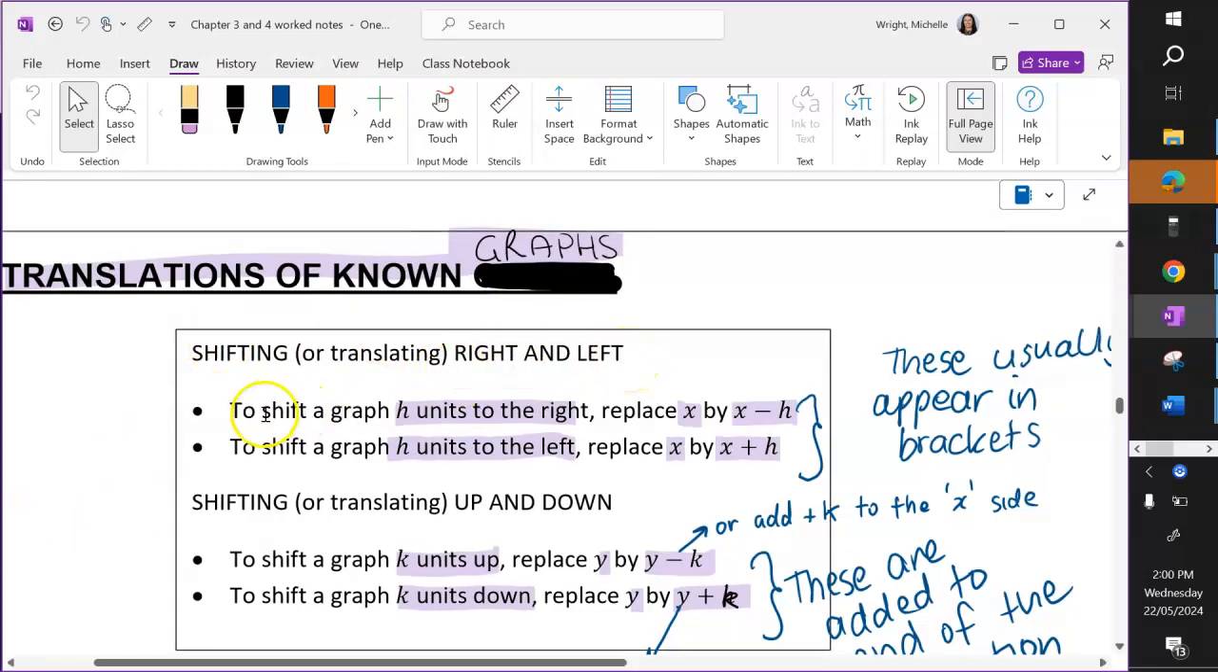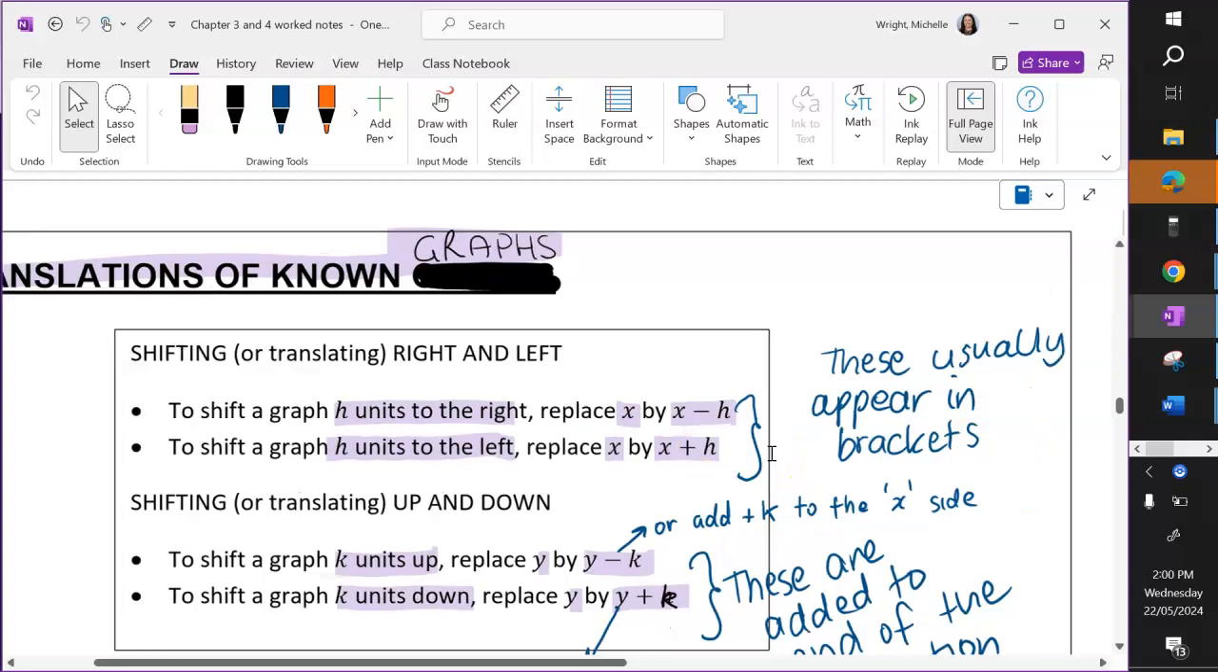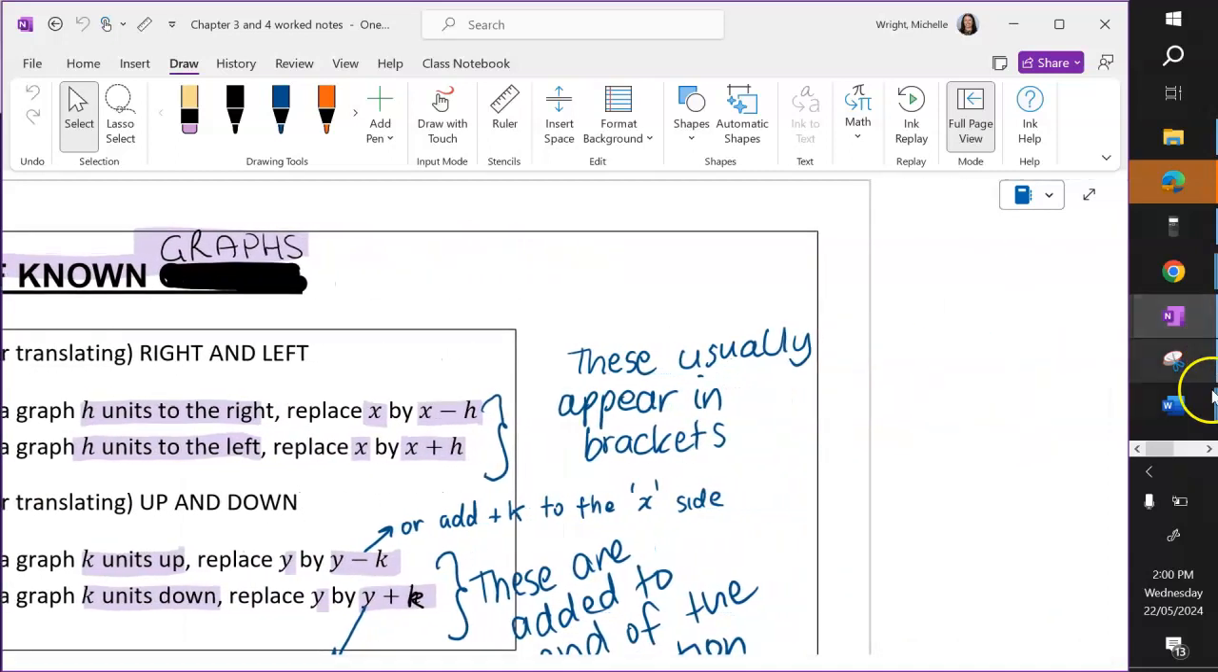So we have got in front of us in this little table, shifting or translating right and left to start with. So to shift a graph h units to the right, we're actually going to be replacing x by x minus h. And to shift a graph to the left, we're going to replace x by x plus h. Usually, these are going to appear in brackets.